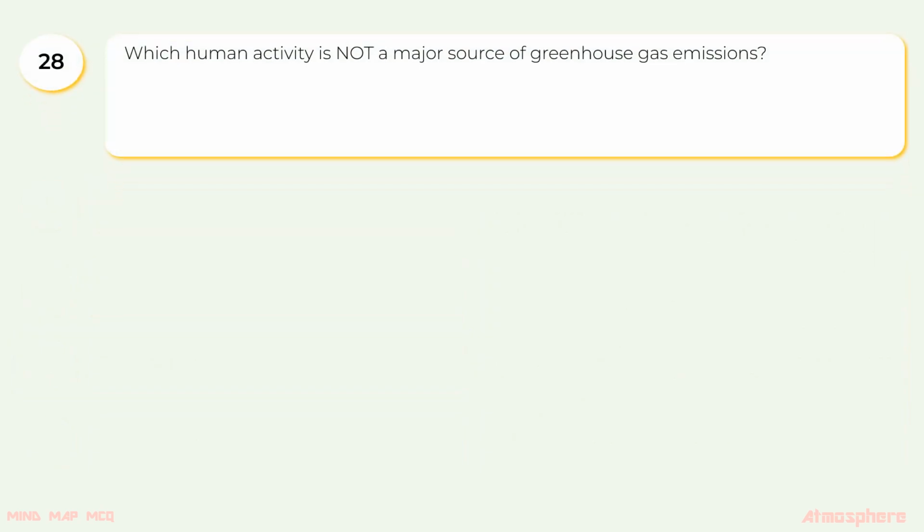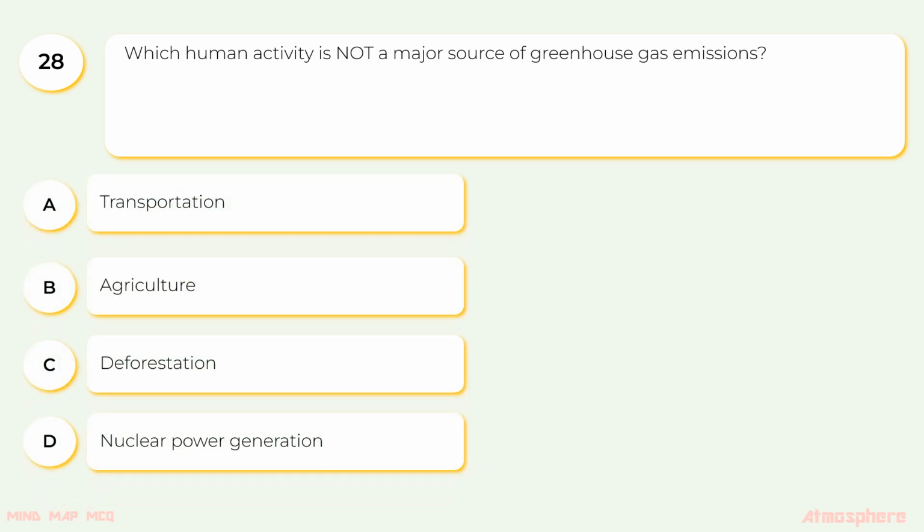28. Which human activity is not a major source of greenhouse gas emissions? The options are A. Transportation, B. Agriculture, C. Deforestation, D. Nuclear power generation. The correct option is D. Nuclear power generation.